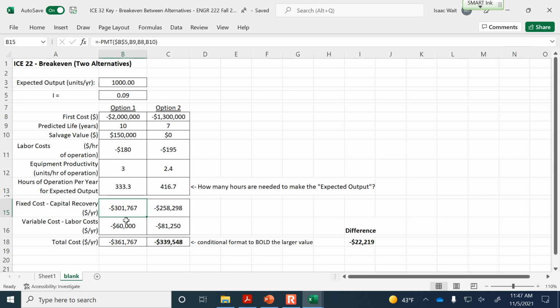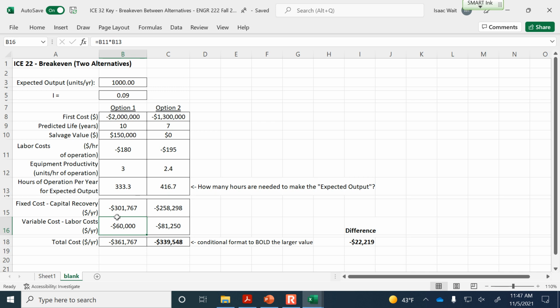Okay, so capital recovery we talked about earlier. Now the variable cost is simply the labor cost multiplied by the number of hours being operated. So the total overall cost is this capital recovery cost plus the labor cost.